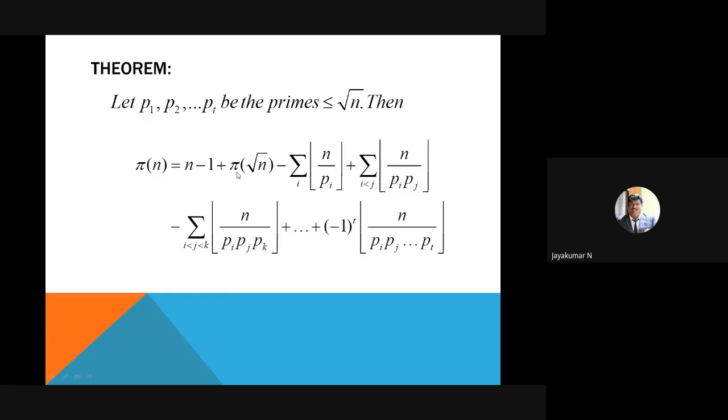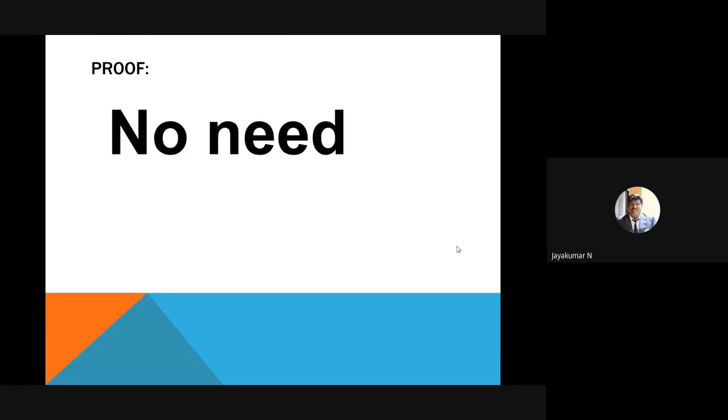The first 3 terms are n minus 1 plus pi of root n. After that, the floor function of n divided by a single prime, a collection of these. Then the collection of floor functions of n divided by 2 primes, and so on. You can easily derive it from the formula. Proof is not needed.